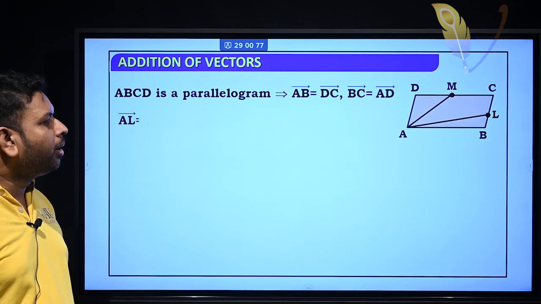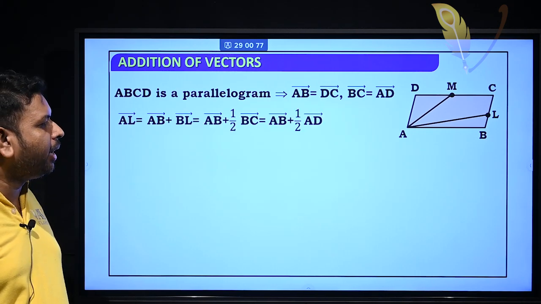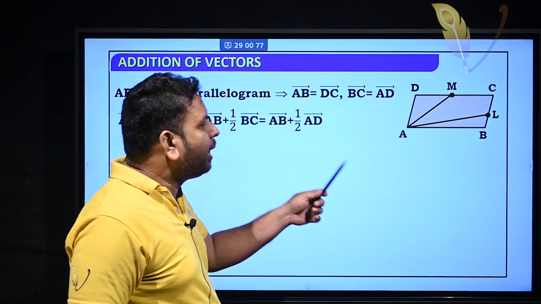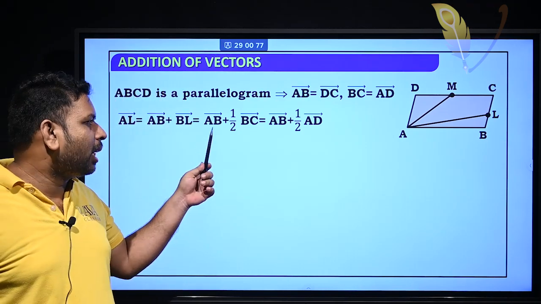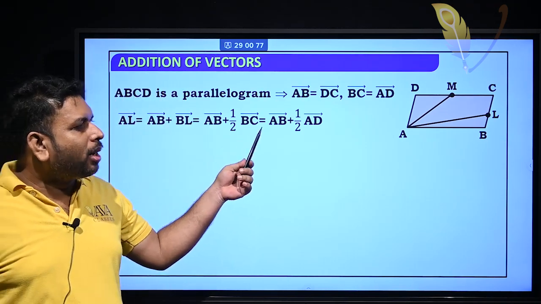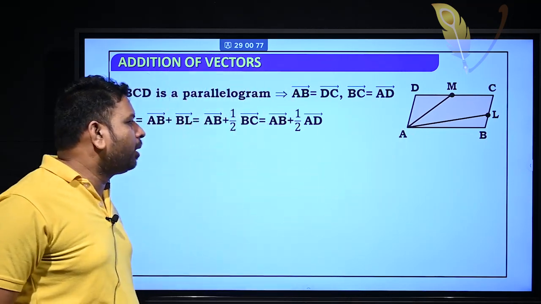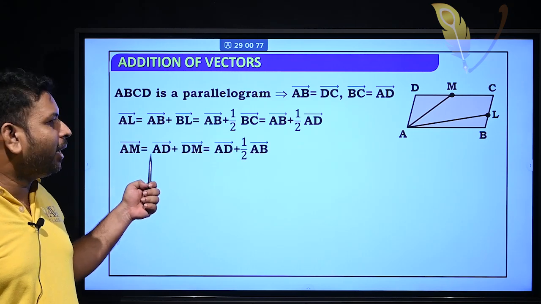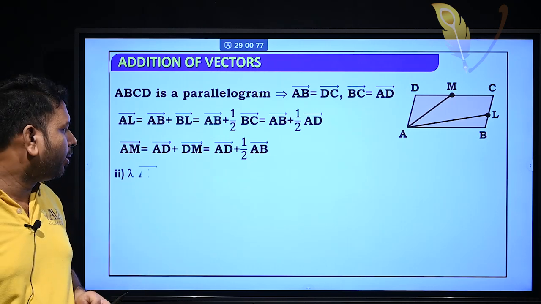Okay. Now you see AL = AB + BL. BL is half BC, so it is AB + half BC, which is the same as half AD. So AL = AB + half AD. So AM = AD + DM, which is AD + half AB.